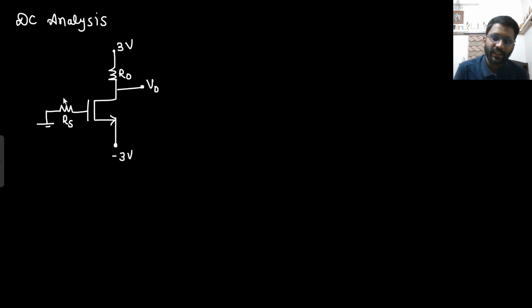Right? What is the current here? 0 ampere. The current in the RS resistance is 0 ampere. So there is no meaning of this RS, because RS will have 0 voltage drop. Right? So there is no meaning of RS. You can remove the RS.